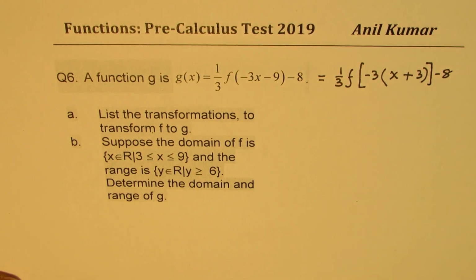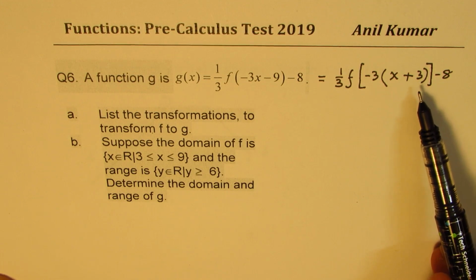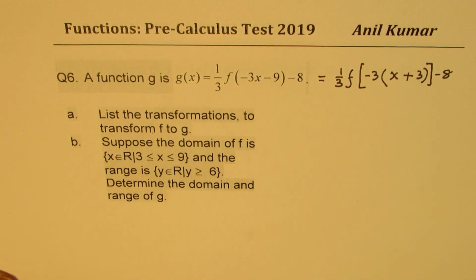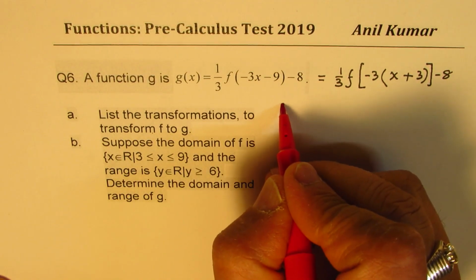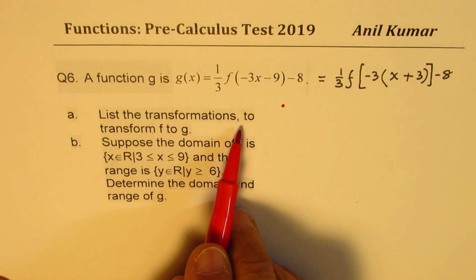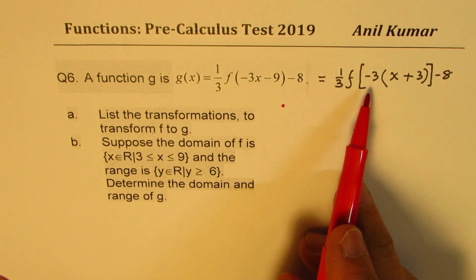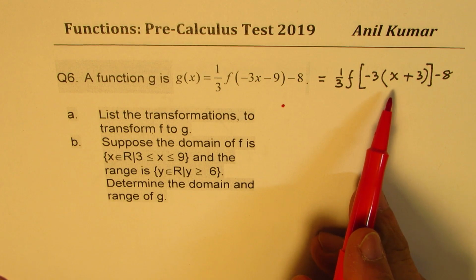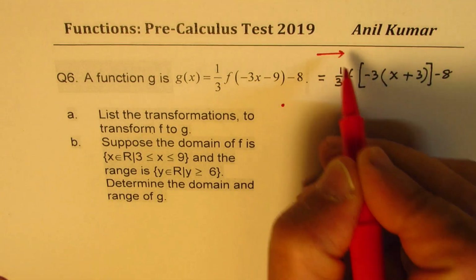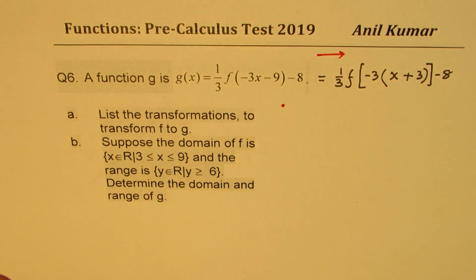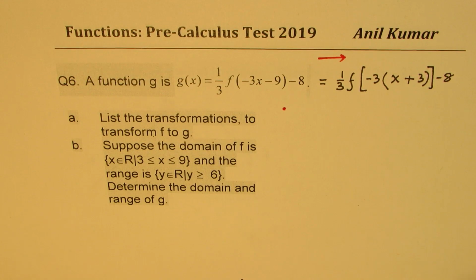Minus 8. So once you factor, you get the correct horizontal translation. Otherwise, you could have made a mistake, correct? Now, when listing transformations, we do multiplications and reflections, stretches and compressions first, and then we write translations, correct? Now, you could also start from left to right. In that case, you do not really make a mistake. Let us write down all the transformations.